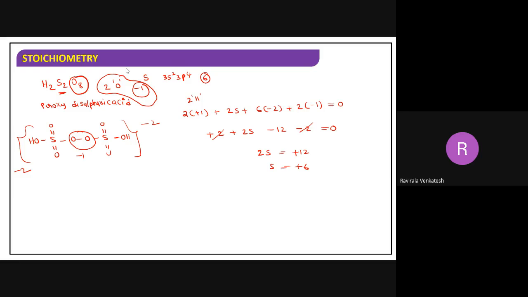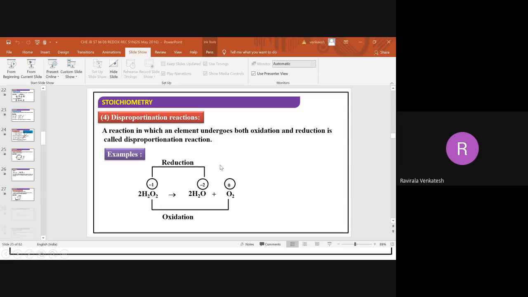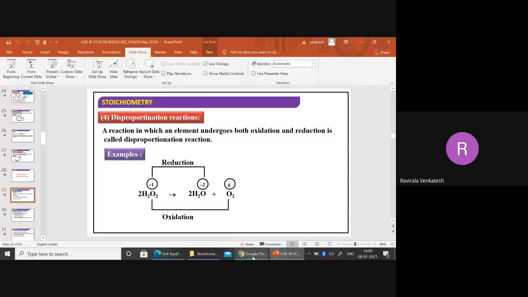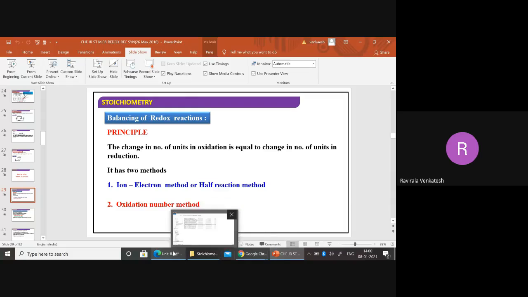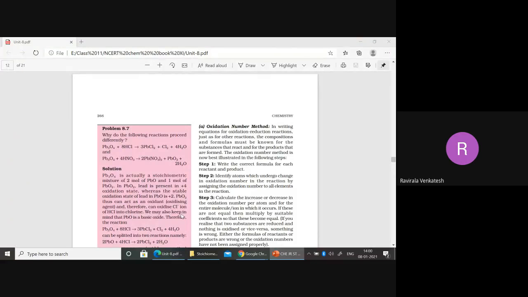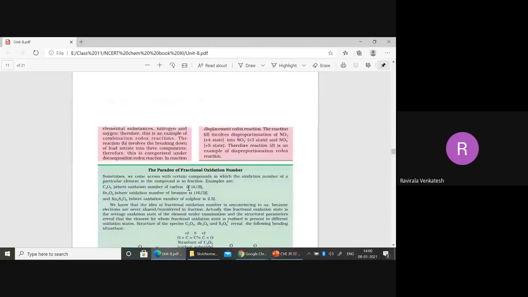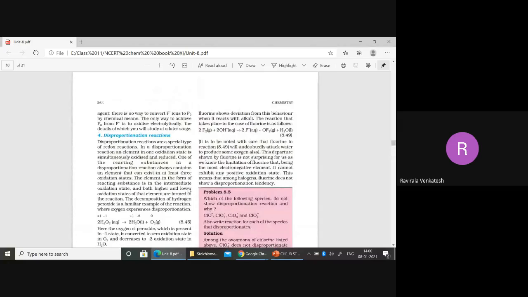So this is what you can do for peroxides. If you have any doubts regarding any oxidation number, you can ask now. I will explain. If you have any doubts, you can ask me now.